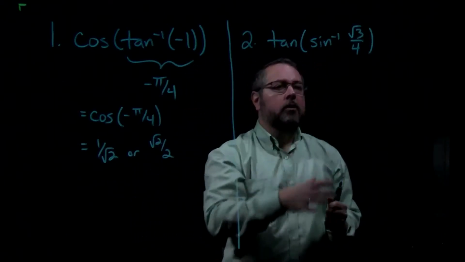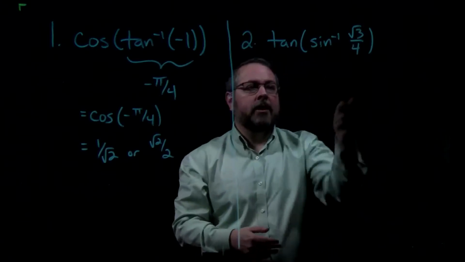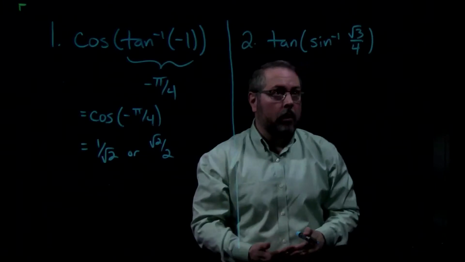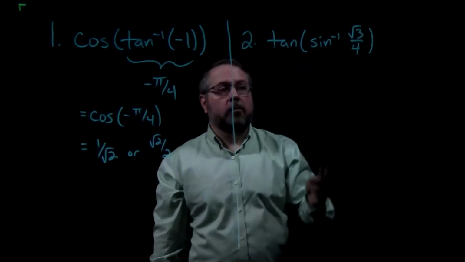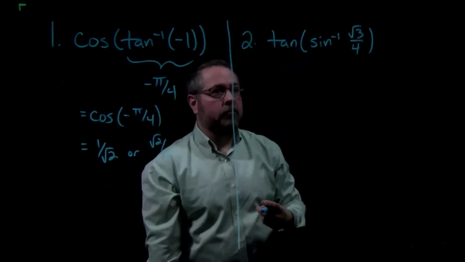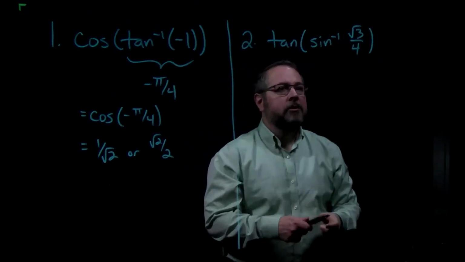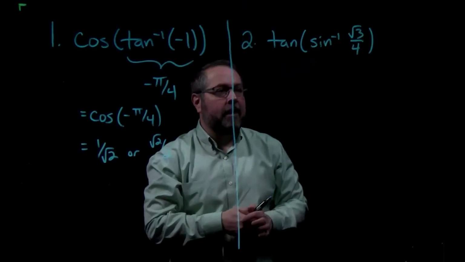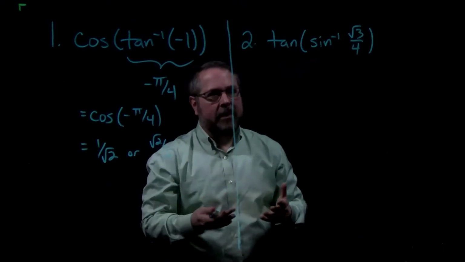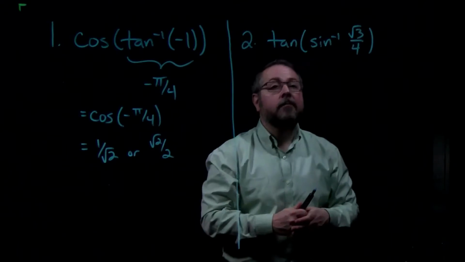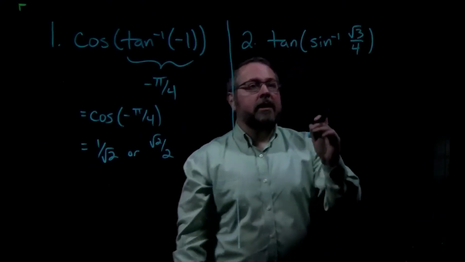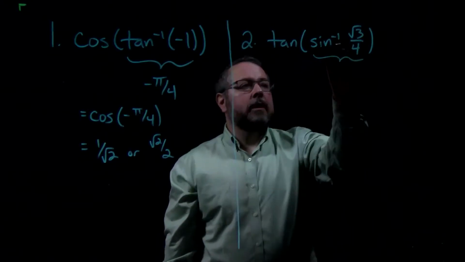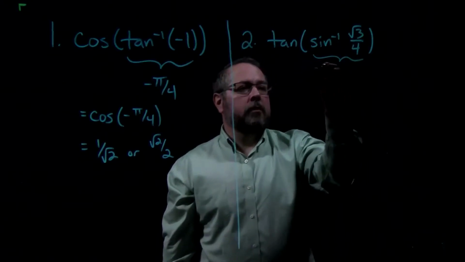This one's a little more complicated because we can't evaluate that inside. This is the inverse sine of √3/4. Note this is not √3/2, it's √3/4. Now if we really wanted to, we could maybe work this out using a half angle formula, but then finding the tangent value would be a little challenging. So instead what we want to do is rely on our definitions. So what is the inverse sine of √3/4?